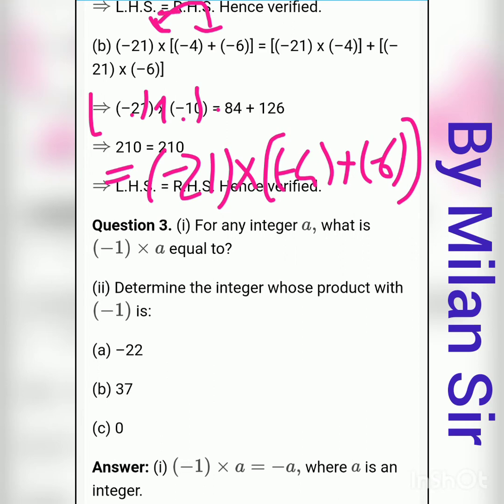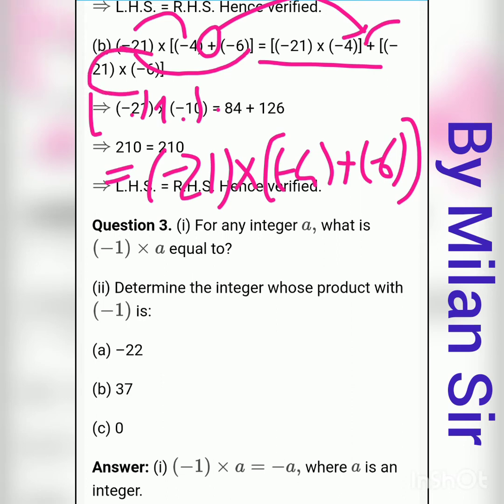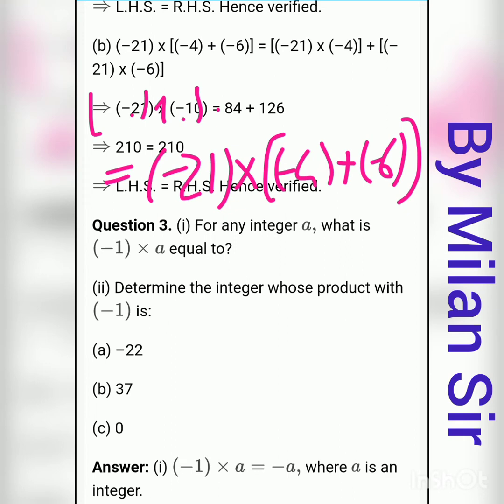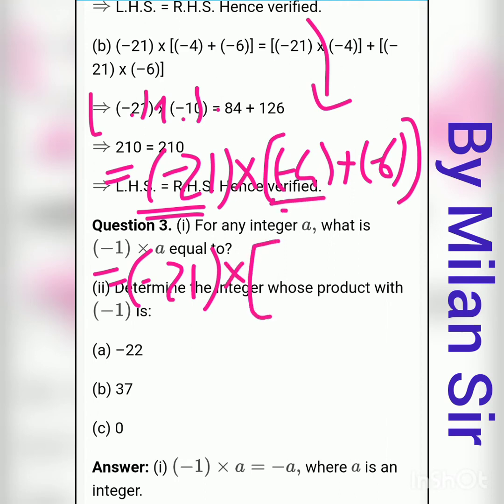So again the first number multiplies, that means we need to multiply this minus 21 with this bracket, so minus 21 multiplied by minus 4, right? Then here we have a positive sign, then minus 21 multiplied by minus 6. Here also we need to prove the distributive property. So left hand side: minus 21 multiplied by the bracket minus 4 plus minus 6. First of all this minus 21 as it is, because we need to solve this bracket. Here we have minus 4, and here plus minus 6.